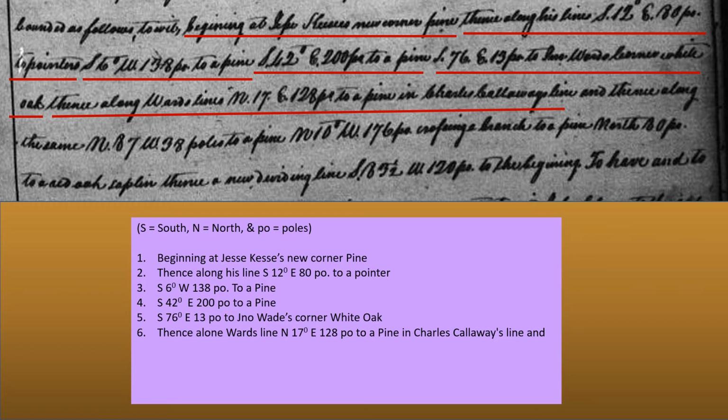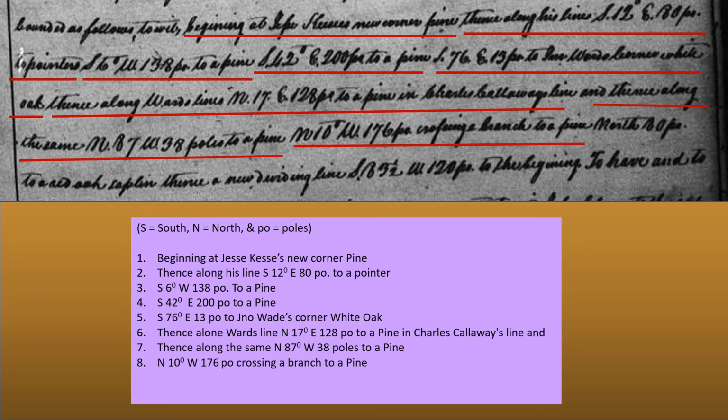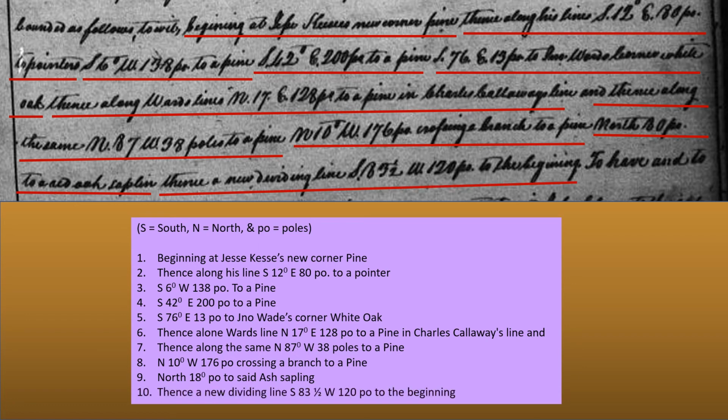Thence along Ward's line, north 17 degrees east, 128 poles to a pine. Thence along the same north 87 degrees west, 38 poles to a pine. North 10 degrees west, 176 poles crossing a branch to a pine. North 18 degrees poles to said ash sapling. Thence a dividing line, south 83.5 west, 120 poles to the beginning.